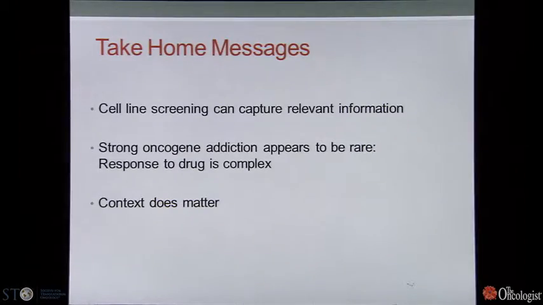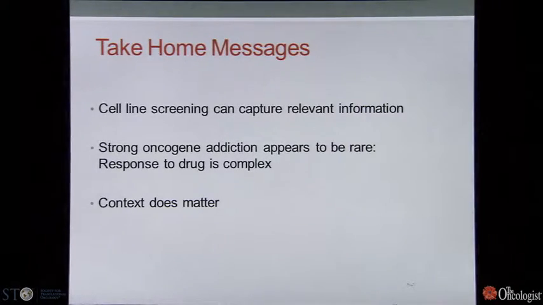So, take-home messages are fairly clear at this point. We think that this approach can capture biologically relevant information, potentially clinically relevant or clinically insightful information. We don't find, using the drugs that we have now, targeting the space that we have now, a lot of strong oncogene addictions. So that means things are more complicated than one could wish for, but that's not particularly surprising.